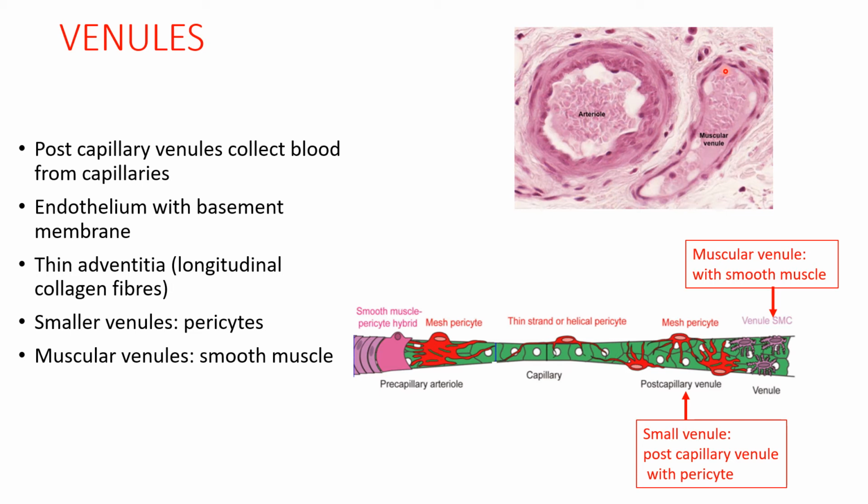Now, the smaller venules also have a specialized cell called pericyte outside the basement membrane, whereas the larger venules or the muscular venules have got smooth muscle. As you can see in this picture, this is a muscular venule. In the muscular venules, there is smooth muscle present outside the basement membrane of the endothelium.